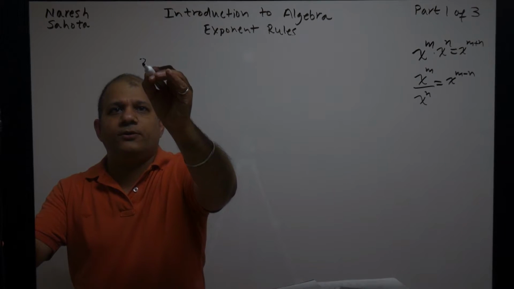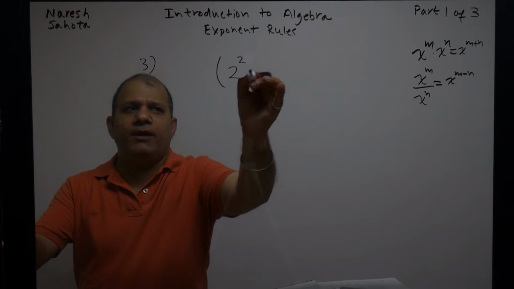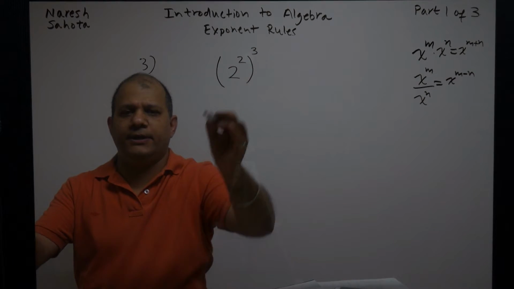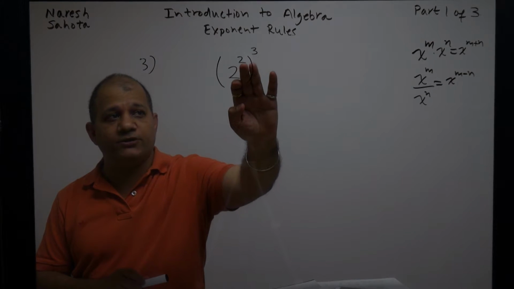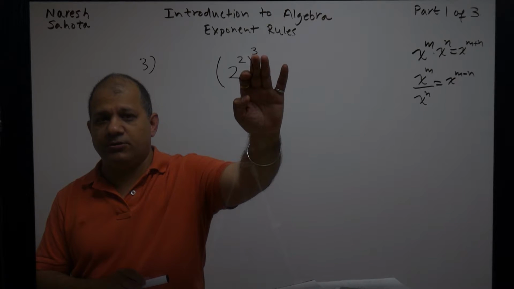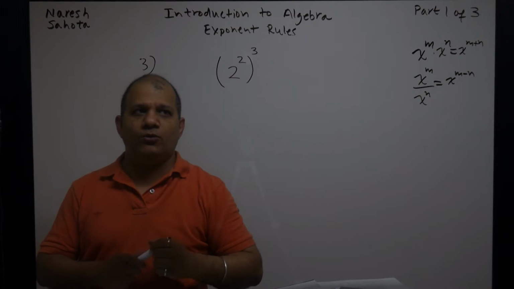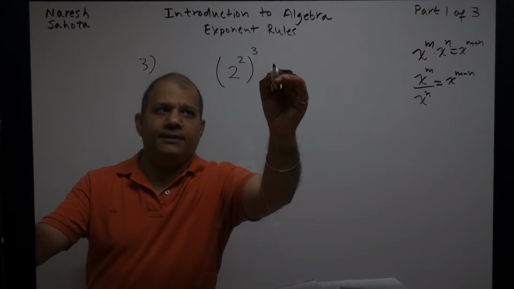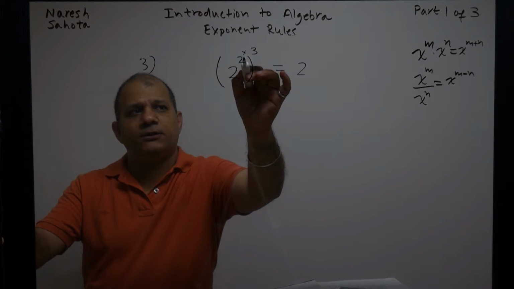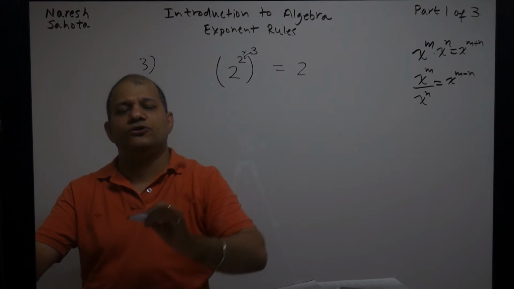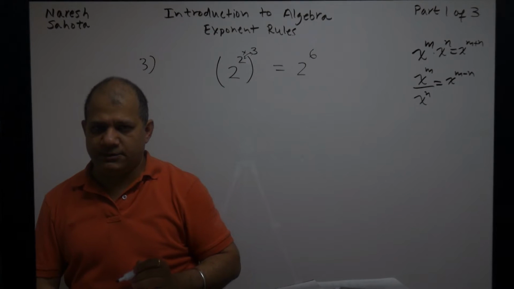So rule number 3. So let's say I have 2 to the 2 raised to the exponent 3. So in rule number 3, we have an exponent raised to an exponent. So we have a power which is raised to another power, right? So when we have an example like this, we end up multiplying. So we multiply the exponents. So 2 times 3 is 6. So the answer is going to be 2 to the 6.